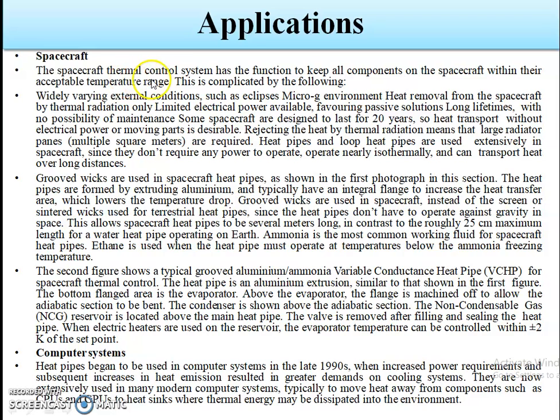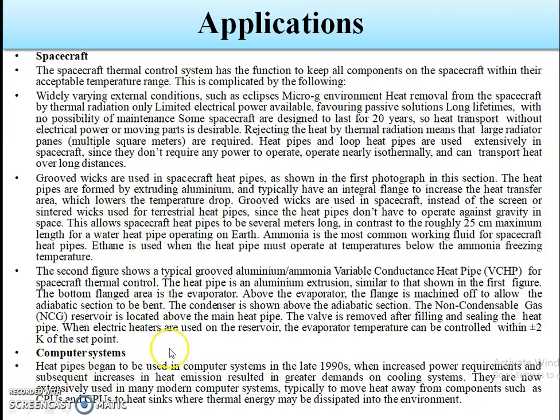For spacecraft, we use grooved wick heat pipes, typically grooved aluminum ammonia variants. These types of heat pipes are used for spacecraft because more electrical components are used in satellite applications, and also in satellites and rocket propulsion, we have to extract the heat from those applications.